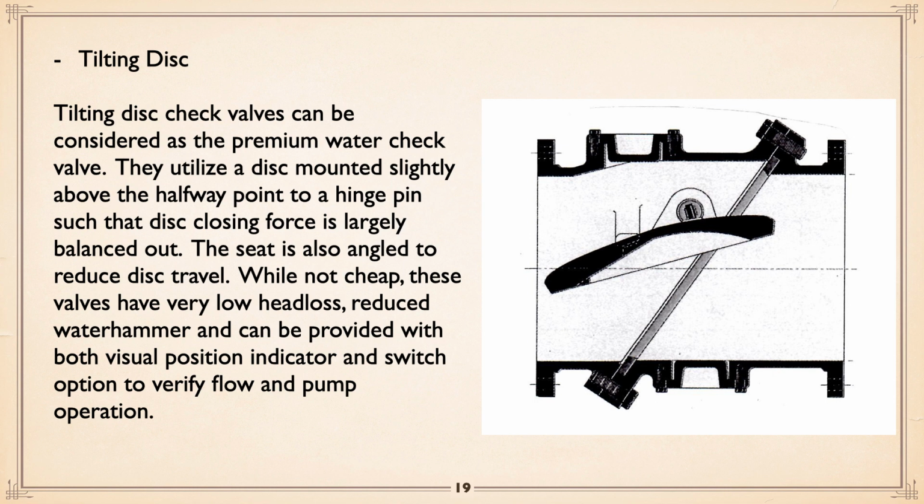The way to do it with water if you can. They have a disc mounted slightly above the halfway point, such that the disc closing force is largely balanced out. The seat is also angled to reduce travel. While not cheap, they have very low head loss, reduced water hammer, and can be provided with both visual position indicators and switches, by having that shaft extended out to the side and those options chosen.